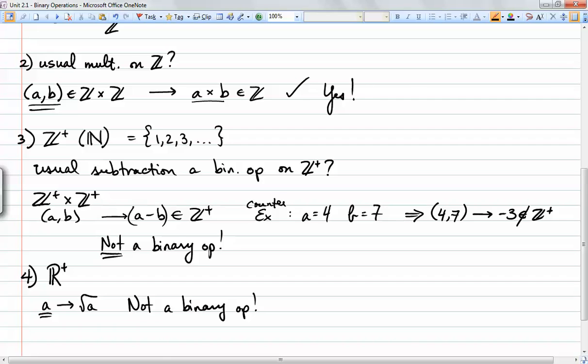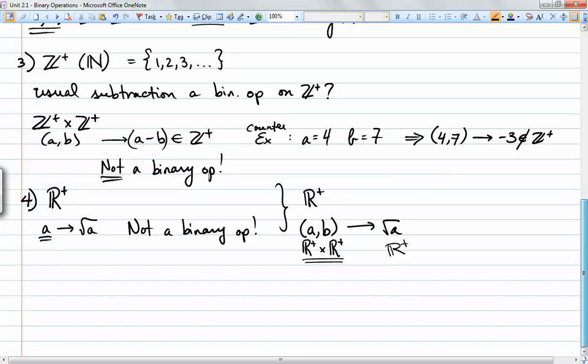A little side note here. Let's say R plus was my main set, and I'm taking this, A comma B, from R plus cross R plus, and mapping it to root A. That is a binary operation. Even though B doesn't really do anything there, you're taking something from R plus cross R plus, that's the key, and mapping it to something in R plus.